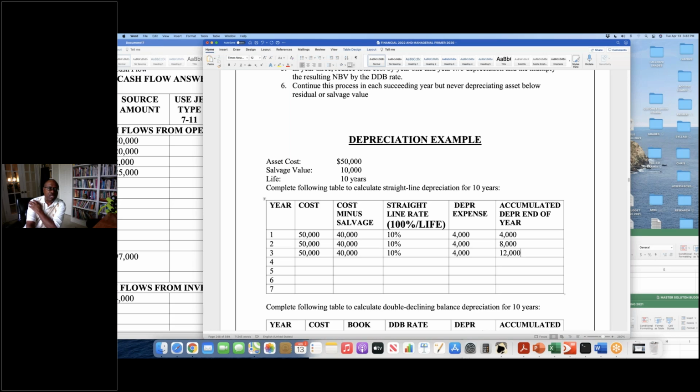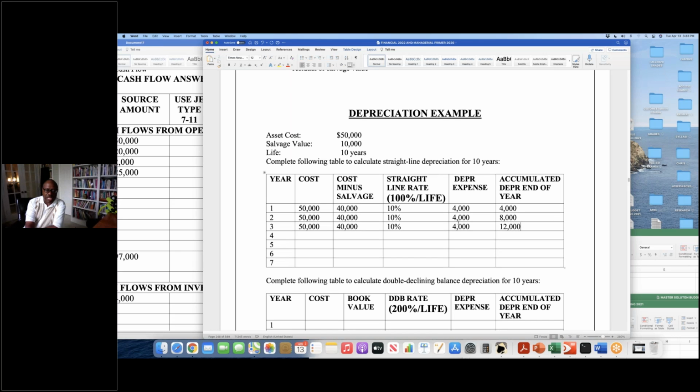We reduce the cost by the salvage to get our depreciable amount. Then we divide the life, 10 years, into 100% to get a constant rate of 10%. And once we start it, it stays the same. Are there any questions on straight line depreciation? No, sir. Well, let's go to double declining balance depreciation.